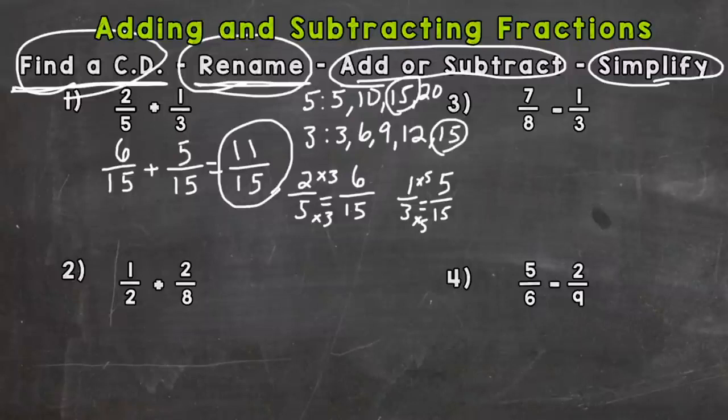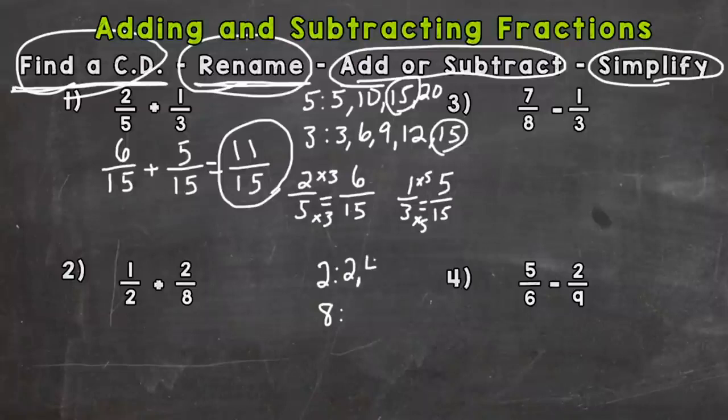But with practice and more experience, these go a lot quicker. So let's go to number 2. We have 1/2 plus 2/8. So obviously our denominators are not the same, so we're going to need to find the common denominator. So we'll make our multiples lists for 2 and 8.